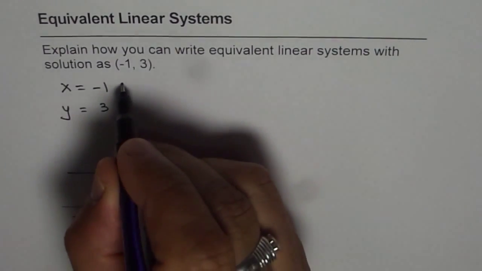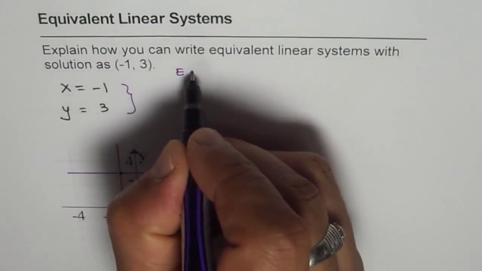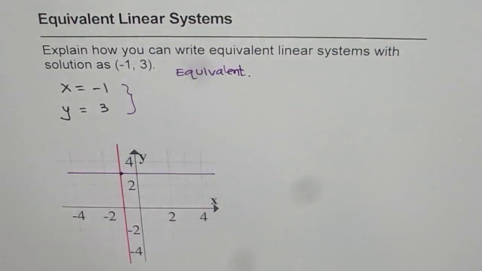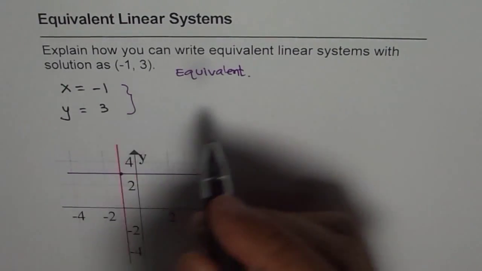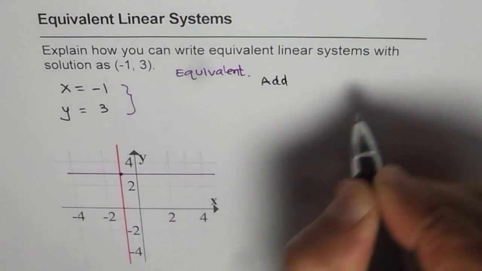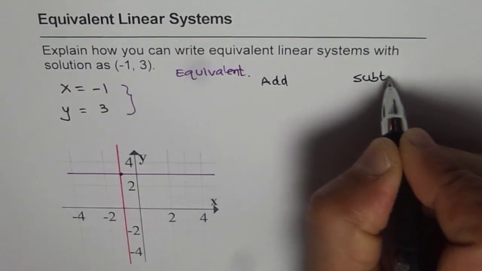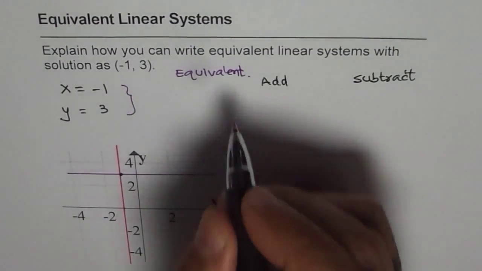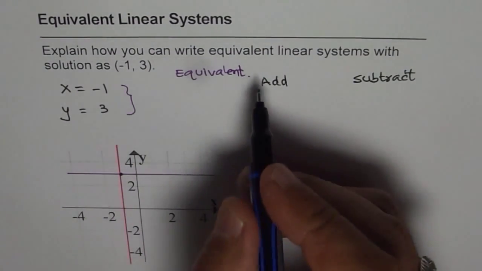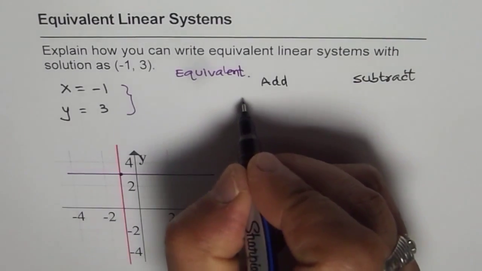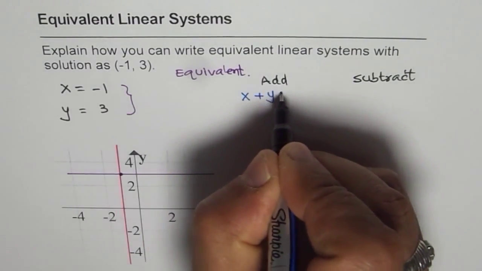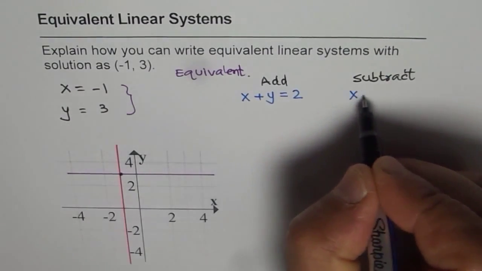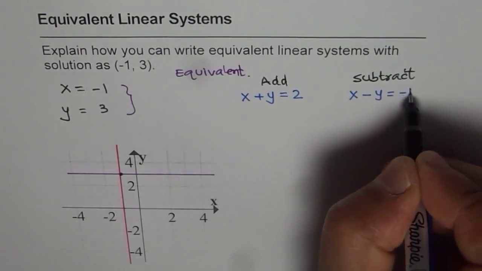Now let us see how to make equivalent linear systems. From our learnings, we can add the equations or we can subtract, right? When you do that, you get an equivalent linear system. If I add these two, I get x plus y equals 2. And when I subtract, I get x minus y equals -4.